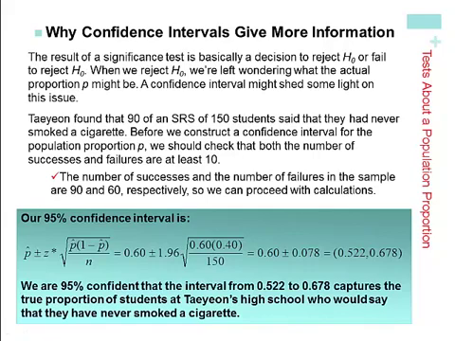The p hat value in this case is 0.60 again, 90 divided by 150, and our 95% critical value is 1.96. When we substitute that in, we get an interval from 0.522 to 0.678. And again, our conclusion in context would be we are 95% confident that the interval from 0.522 to 0.678 captures the true proportion of students at Tayons High School who say that they have never smoked a cigarette.